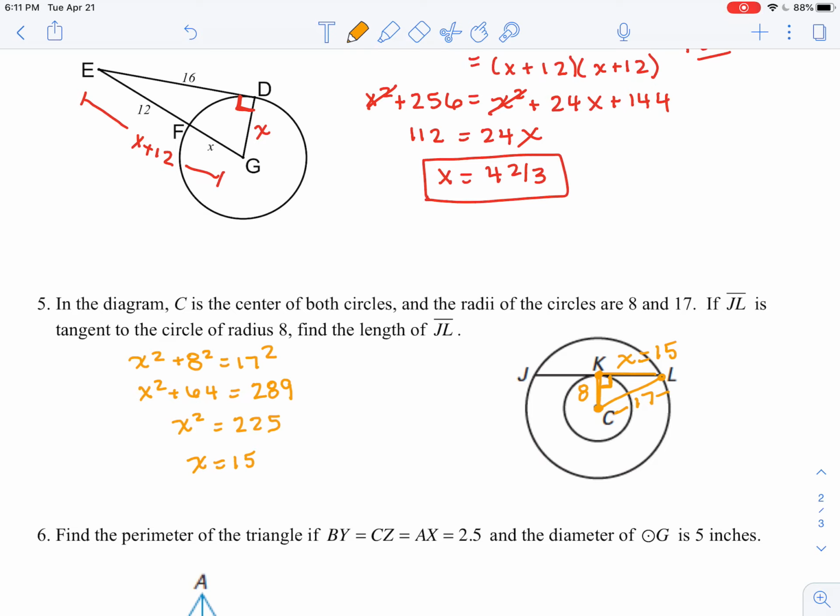But be careful, they asked for the length of JL. Remember, if that line segment KC is perpendicular to JL, which is a chord in the big circle, then it bisects the chord. So if one of the halves is 15, so is the other half. So the entire segment they asked for, JL, is 30 units long.